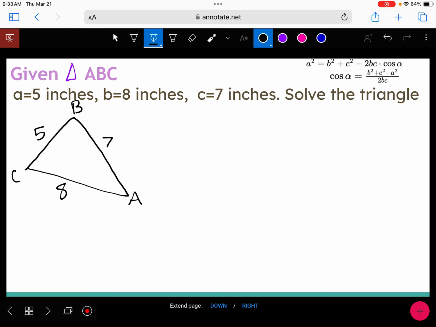So, unfortunately, we don't have any angles, so we can't use law of sines. But we have all three sides, so I can use law of cosines to find an angle. Since I know all three sides and I need an angle, let's find alpha, because then I don't have to worry about changing letters around.